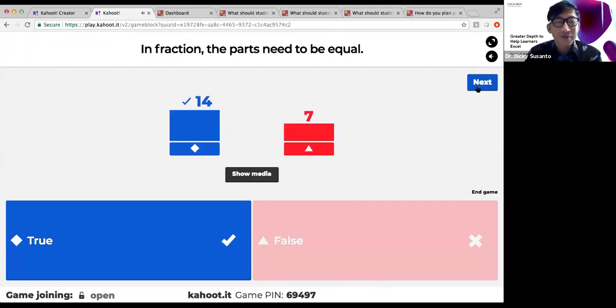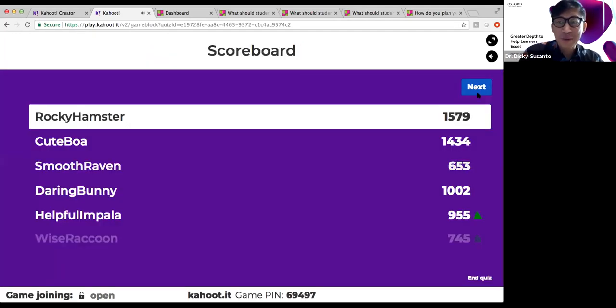Okay, so a lot of you answered correctly. 14. Yes, they have to be equal. If it is not equal parts, then you cannot call it a fraction, because all parts should be equal. Okay, what does it mean to be equal? We'll talk about that more in the next questions, but for now just accept it has to be equal. Some of you who answered false may be thinking about something else. Okay, you're not wrong, but you might be thinking something different. Okay, we'll talk about that after several questions.